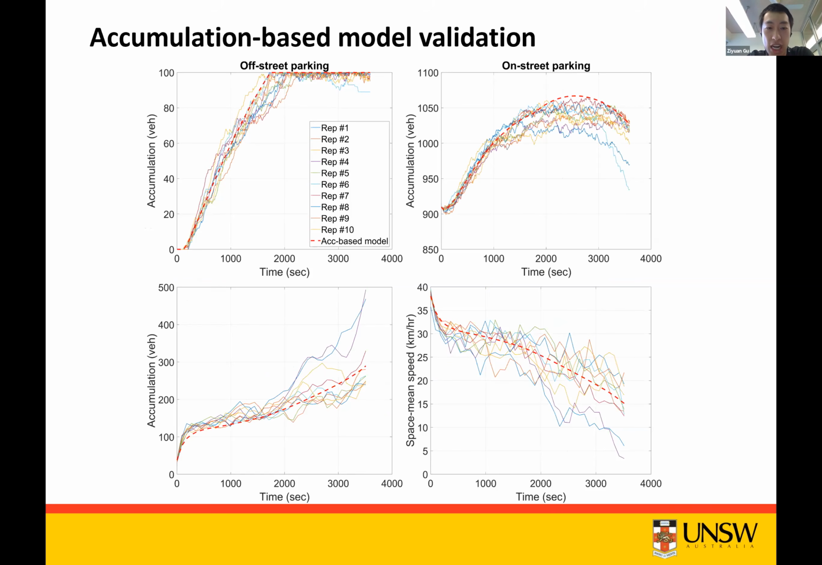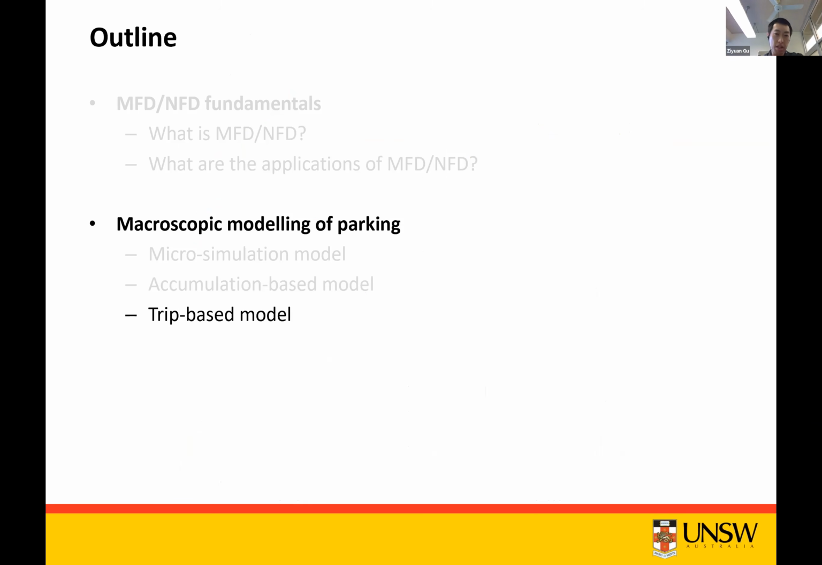Here I'm showing 4 time series. On the top row, I'm showing the accumulation of off-street parking and on-street parking, and on the second row, I'm showing the network accumulation and speed. As you can see, the accumulation model pretty much tracks the average trend of the micro simulation model, because the accumulation model is deterministic, so you don't see any fluctuations. But because the micro simulation model is stochastic, we run 10 random seeds, and of course there are fluctuations. So this is the accumulation-based model.